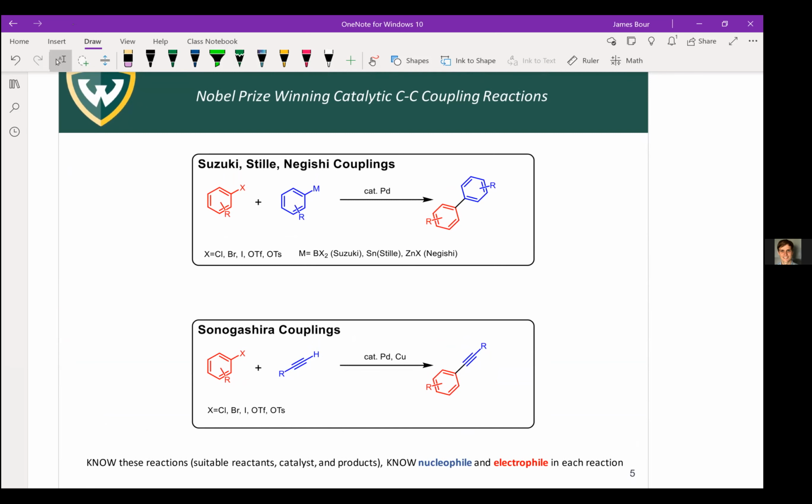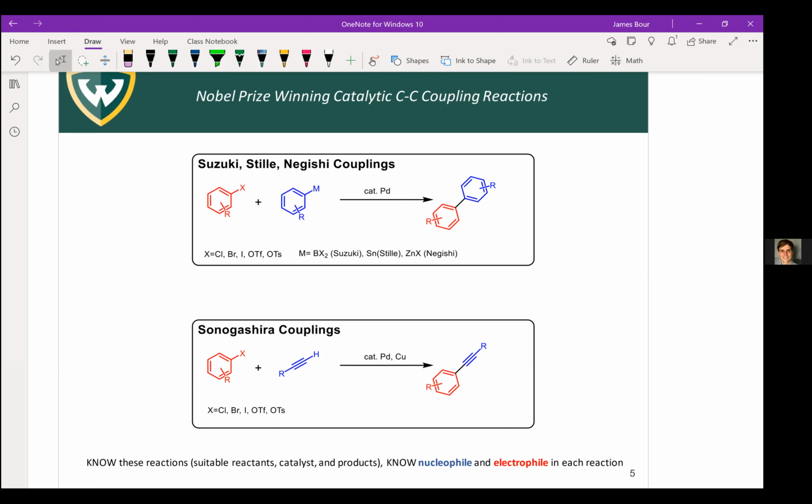and Negishi couplings. These reactions often form Csp2 carbon-carbon bonds. They're not limited to that, but that is sort of how they developed and what the Nobel Prize was awarded for. These reactions occur with catalytic palladium, and they have well-defined nucleophiles and electrophiles in the reactions. I have the nucleophiles highlighted in blue, and I have the electrophiles highlighted in red.